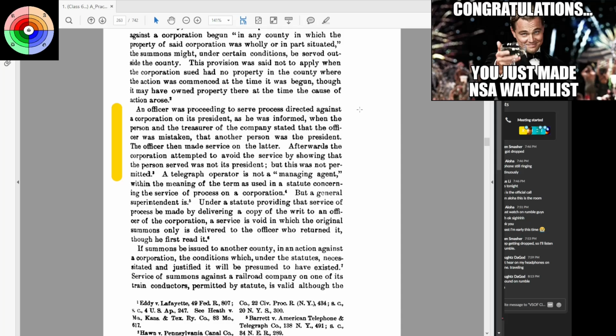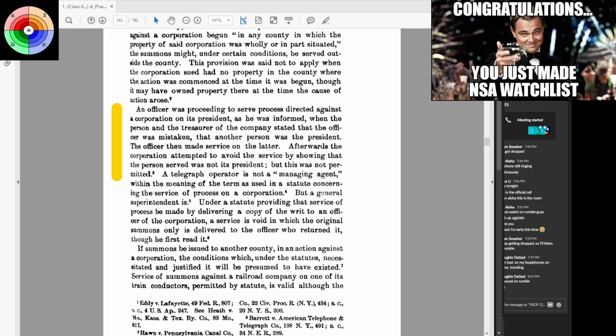An officer was proceeding to serve process directed against a corporation on its president, as he was informed, when the person and the treasurer of the company stated that the officer was mistaken, that another person was the president. The officer then made service on the latter, meaning the process server. Afterwards, the corporation attempted to avoid the service by showing that the person served was not the president, but this was not permitted.